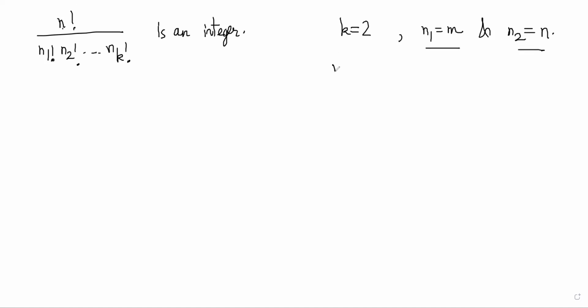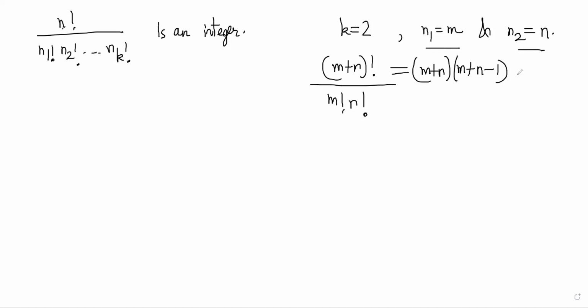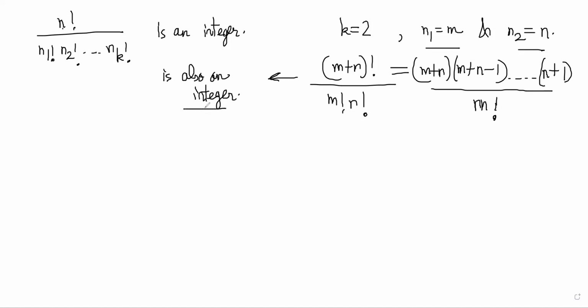So in that case, what you get is m plus n factorial by m factorial n factorial, which is equal to m plus n, m plus n minus 1, and so on till n plus 1 by m factorial. This thing is also an integer, right? We are just taking a special case of the general formula. We are getting that this is an integer.